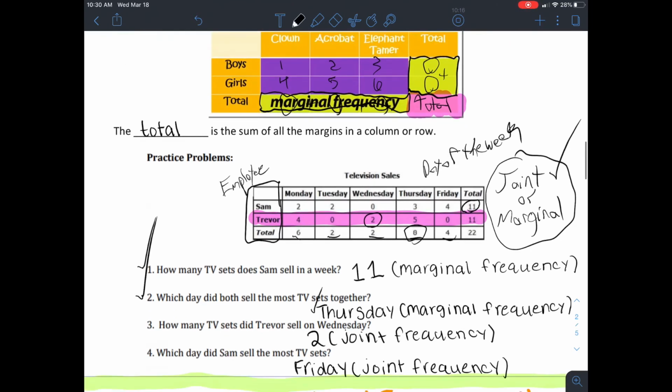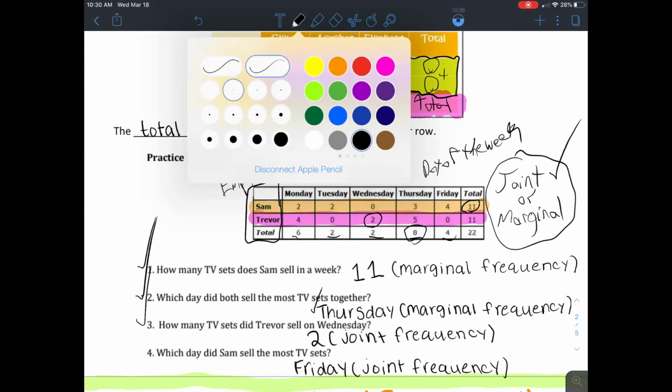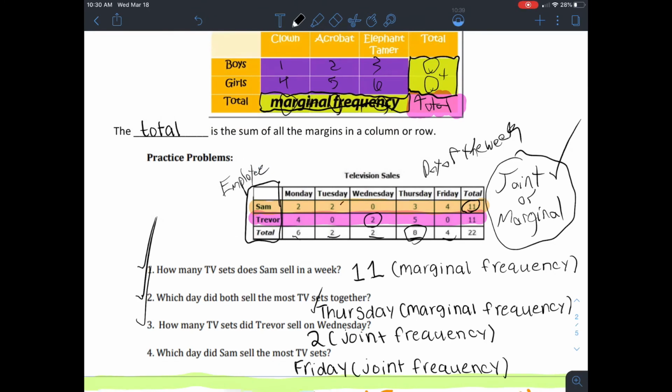So, also correct. Last question for the day, guys. Which day did Sam sell the most TV sets? Let's see. So we're just looking at Sam this time. So Sam, what day did Sam sell the most TV sets? He sold 2 on Monday, 2 on Tuesday, none on Wednesday, bad day on Wednesday, 3 on Thursday, and 4 on Friday. It looks like he sold the most on Friday. Now, that is really close to the edge of my table, but it's not the very last row. It's not on the edge, so it is indeed going to be a joint frequency.